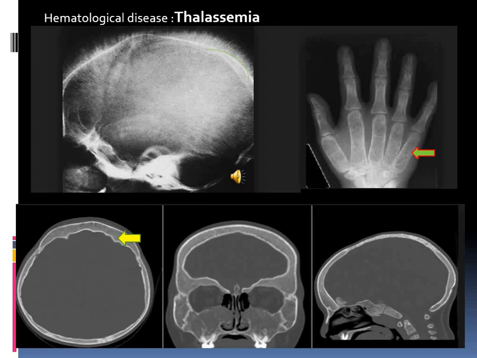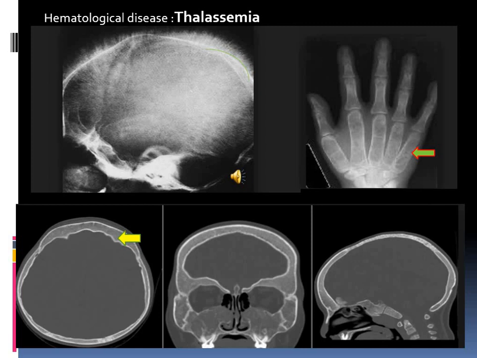So we can see that the arrow is marking the metacarpals of the hand, and that's showing slightly expansile bony changes, and this represents changes of thalassemia. There is expansion of the metacarpals. You can notice them in the whole metacarpal bones.